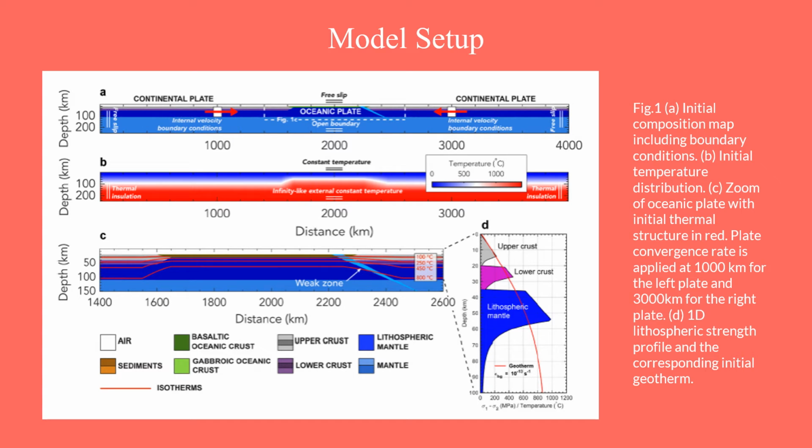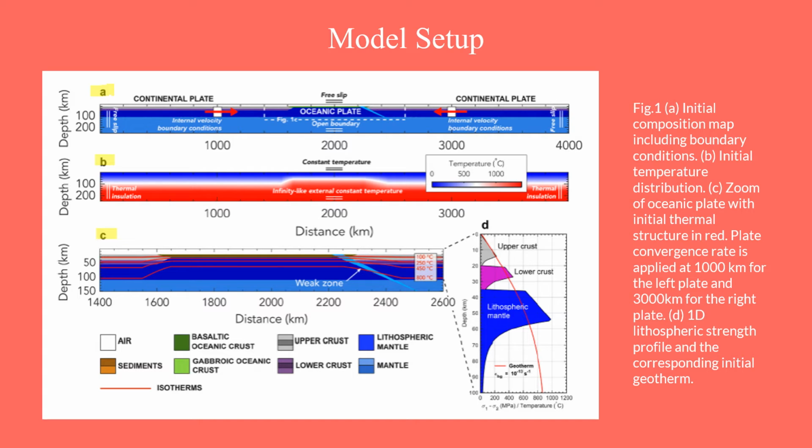So the basic STM model the authors have set up looks something like this. The initial composition map is given in part A, and part B corresponds to the initial temperature distribution. The red part means higher temperature, and the blue part corresponds to lower temperature. Now, if we zoom into the oceanic plate, it looks something like part C, and D is basically a 1D lithospheric strength profile, which gives the corresponding initial geotherm.